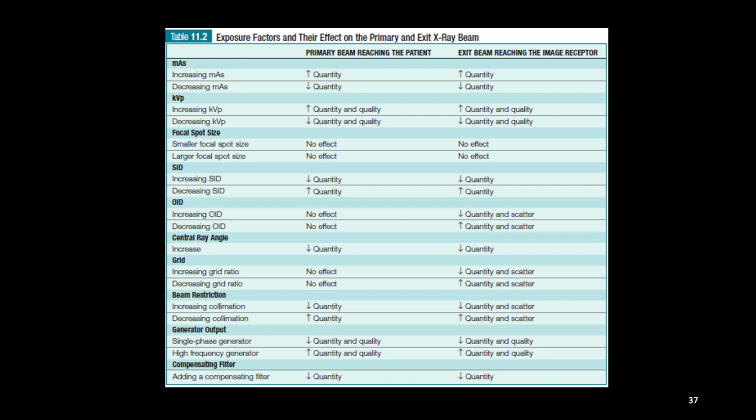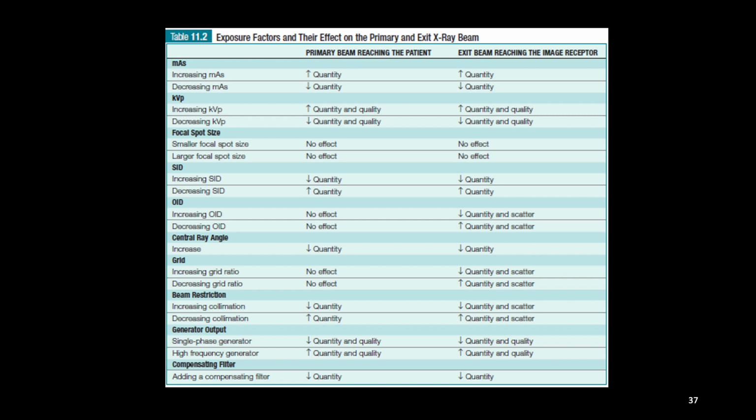So this chart here provides exposure factors and their effect on the primary and exit X-ray beam. So if we're looking at mAs, increasing the mAs is going to increase quantity of the beam reaching the patient, but also the exit beam reaching the image receptor. It's going to increase the quantity of both. Decreasing the mAs will decrease the quantity of the primary beam reaching the patient and the quantity of the exit beam reaching the IR.